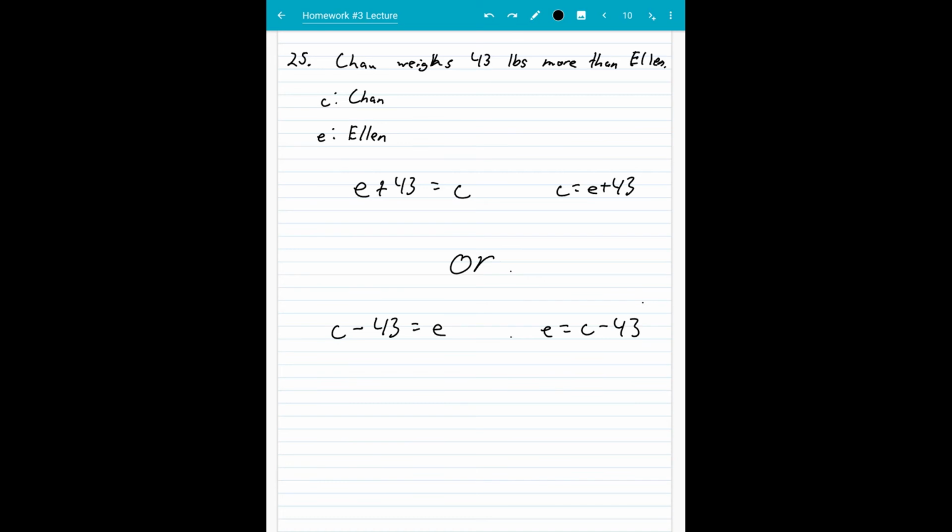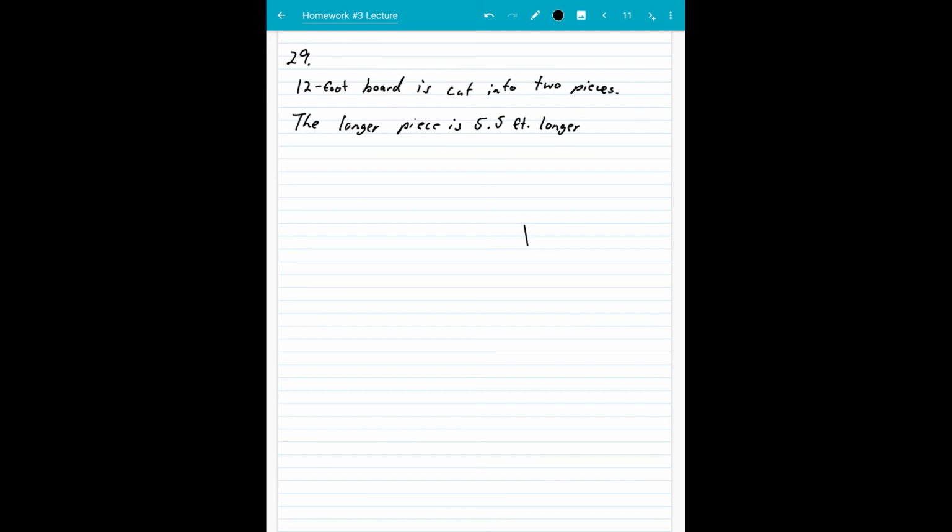So what we can do is we can actually solve this problem right here. This is number 29 on the homework. It says a 12-foot board is cut into two pieces. So we're slicing that piece of board. It says the longer piece is 5.5 feet longer than the shorter piece.